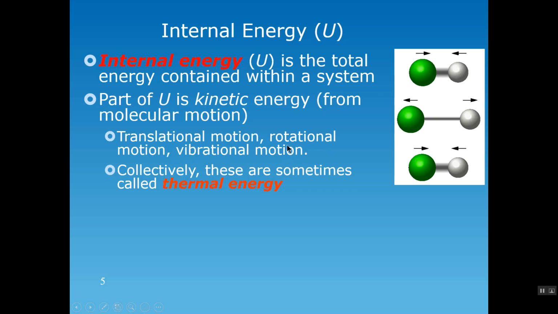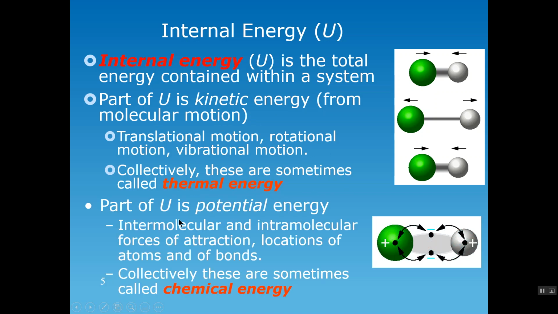So translational motion, of course, is where the particles are moving in space in straight lines. Rotational motion is where the molecule or the atom is rotating around a particular axis. And vibrational motion, this typically occurs in molecules, of course, where you have bonds between atoms, and basically you'll have the atoms or ions, if you're dealing with ionic compounds, vibrating around a mean position, all right? So collectively, these are sometimes called thermal energy. So the thermal energy is related to kinetic energy, all right? Which is the energy of molecular motion.